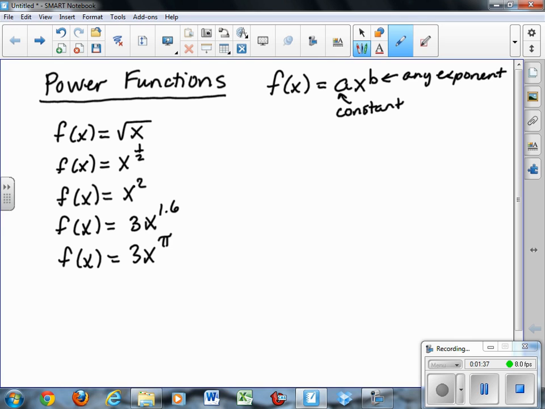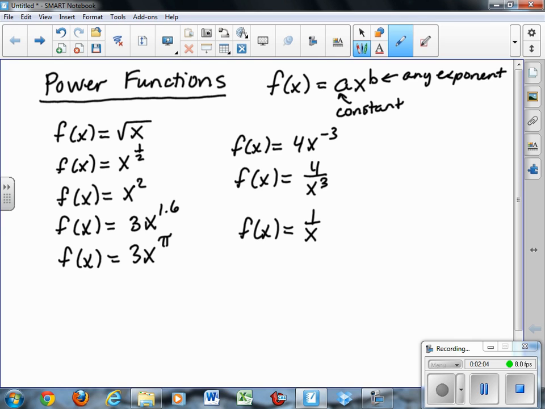We can also have negative exponents. F of x is equal to 4x to the -3, for example. Now, that is the same thing as saying f of x is equal to 4 over x to the 3rd. So functions like the inverse variation function, f of x is equal to 1 over x, or what we call sometimes the parent of the rational functions, can be written as f of x equals x to the -1, so it is also a power function. So there's some examples of power functions.